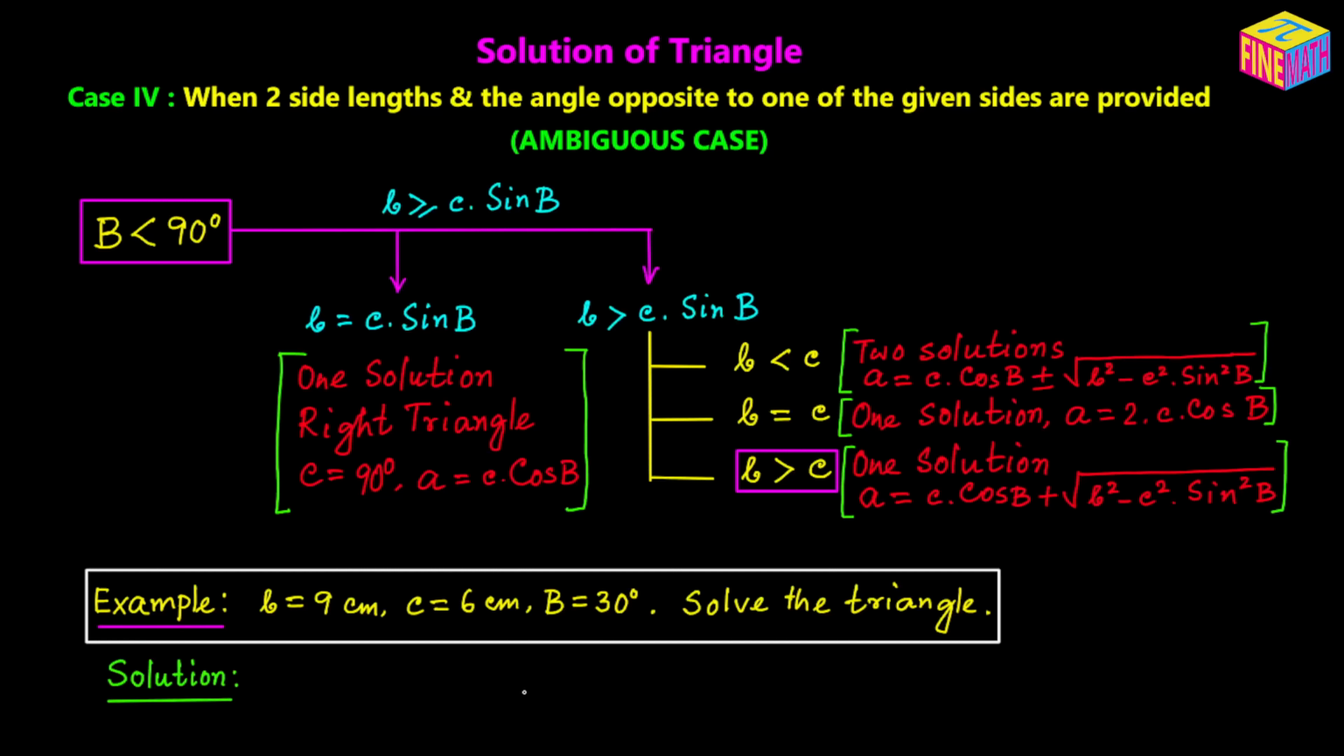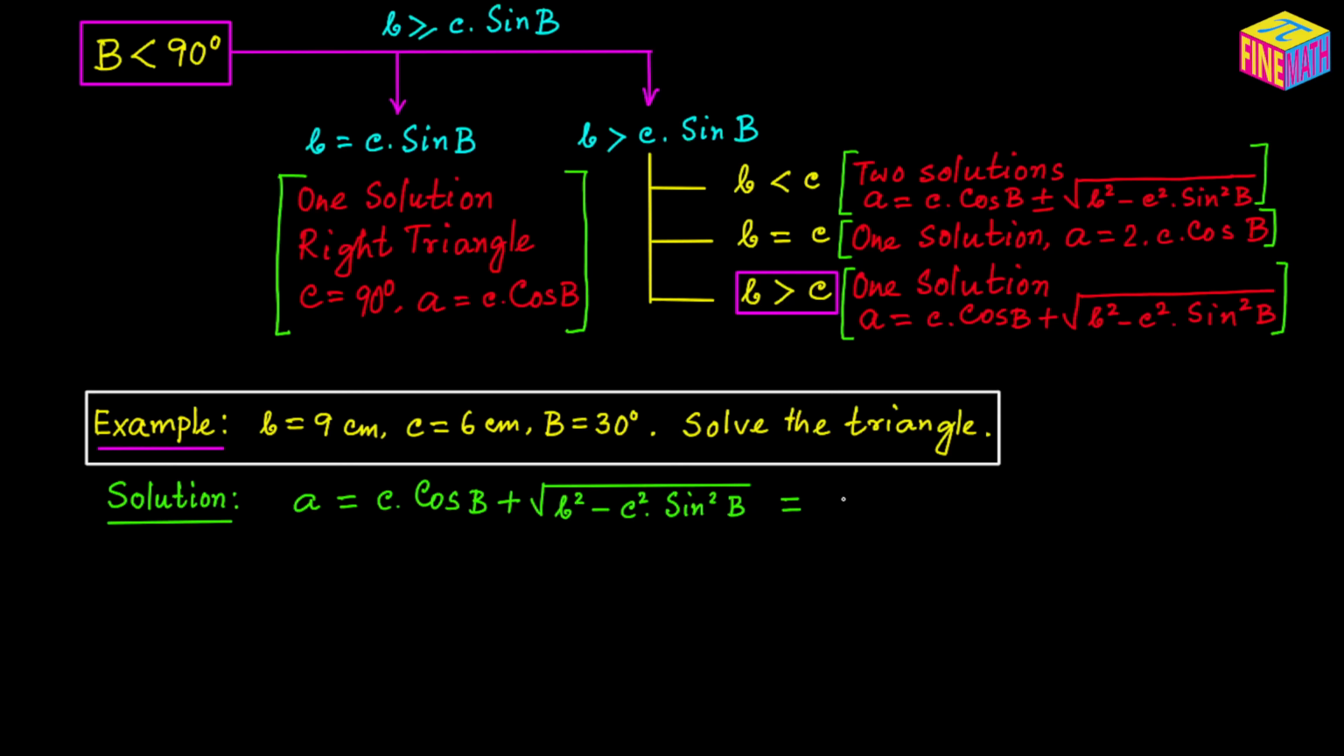From the theory video, we know that for this particular scenario, the side length a will be equal to c times cosine of B plus square root of b squared minus c squared times sine squared of B. Now let's plug in the values here. Side length c is given as 6 cm, so I am writing 6 times cosine of B, that would be cosine of 30 degrees, plus square root of b squared. In this case side length b has been provided as 9 cm, so that would be 9 squared, minus c squared times sine squared of B, that would be 6 squared times sine squared of 30 degrees.